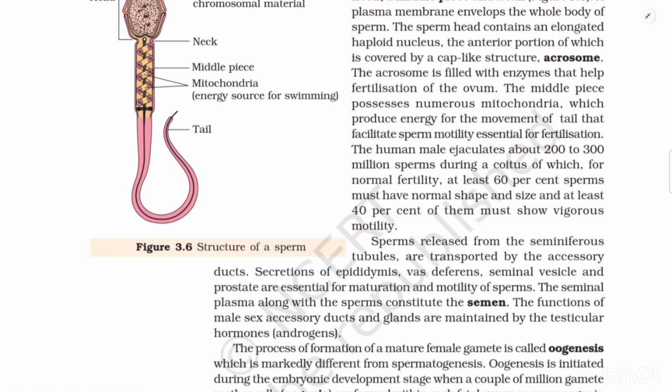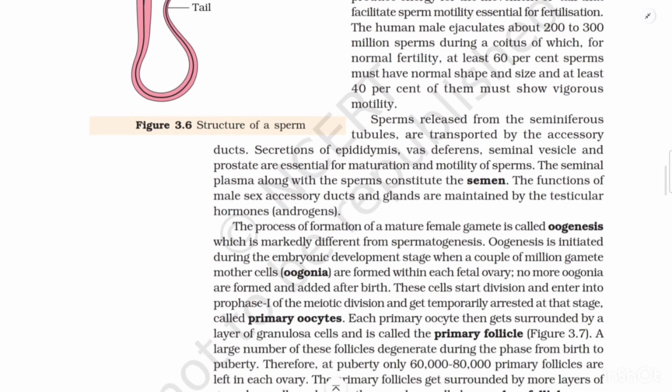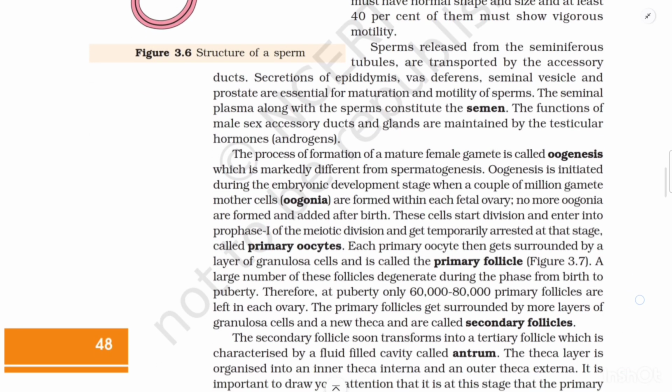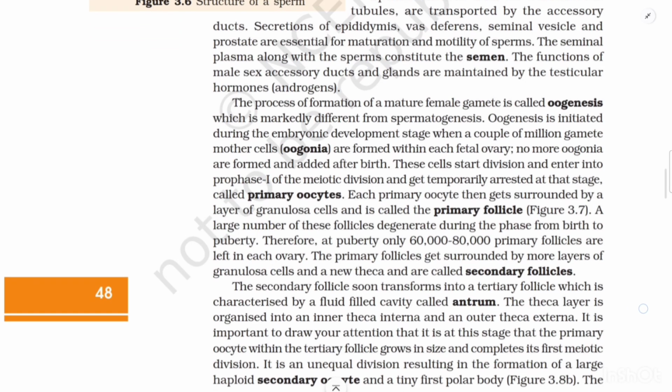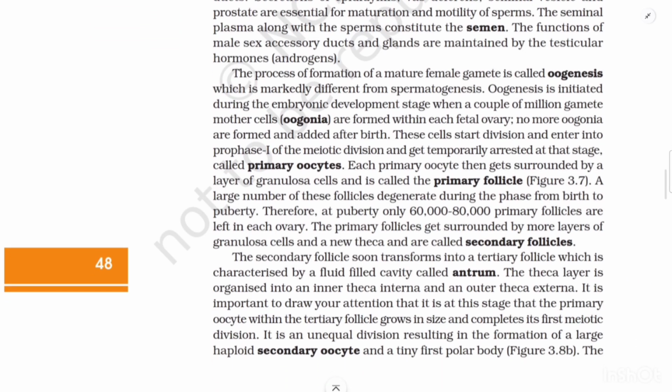Sperms released from the seminiferous tubules are transported by the accessory ducts. Secretions of epididymis, vas deferens, seminal vesicle, and prostate are essential for maturation and motility of sperms. The seminal plasma, along with the sperms, constitute the semen. The functions of male sex accessory ducts and glands are maintained by the testicular hormones, that is, androgens.